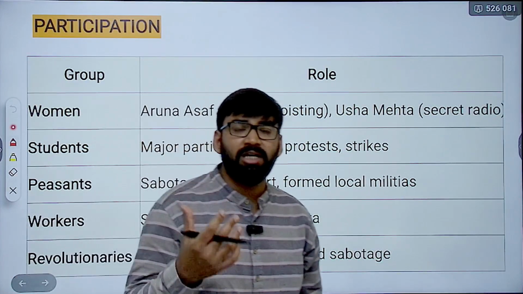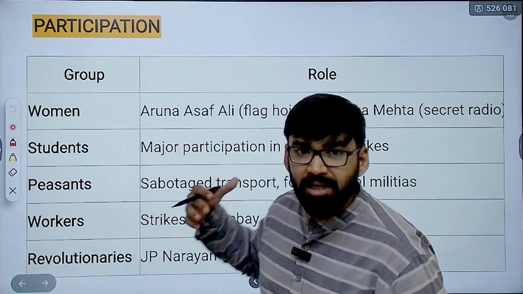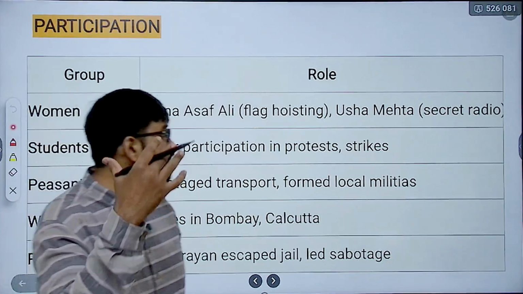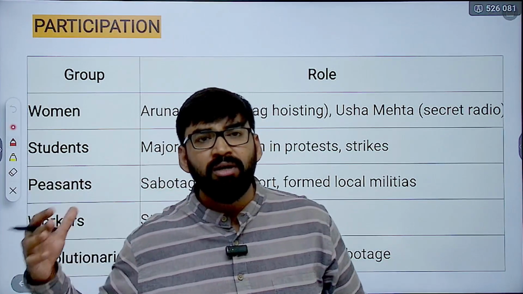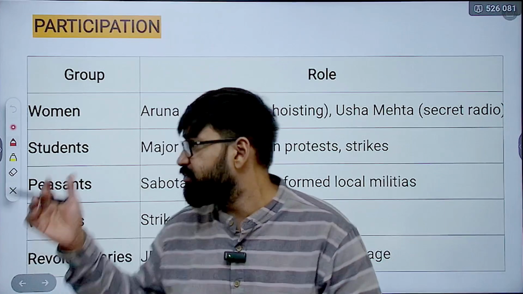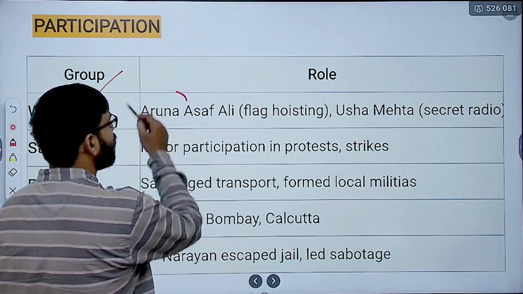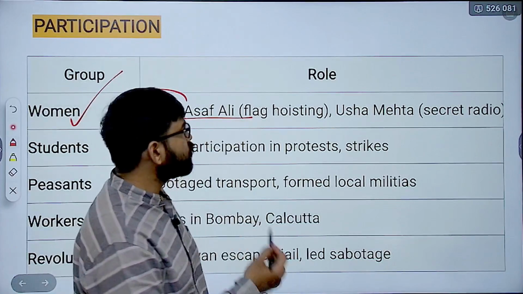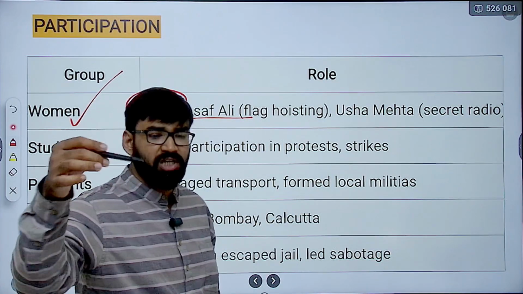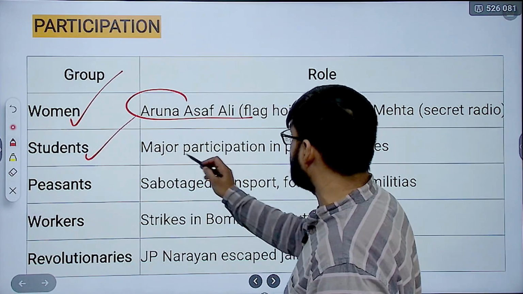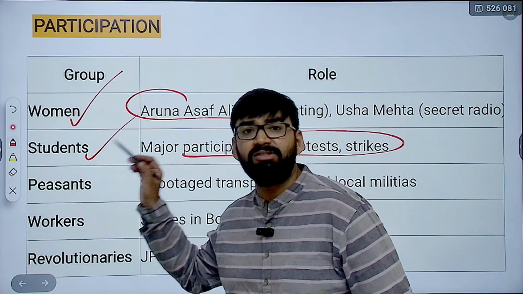So who participated? Women participated, students participated, revolutionaries, rural masses in UP, Bihar, Maharashtra, everyone was participating. As we can see, women's participation was very important, like Aruna Asaf Ali, flag hoisting, and Usha Mehta, who was running a secret radio. Then students had major participation in the protests as well as strikes.